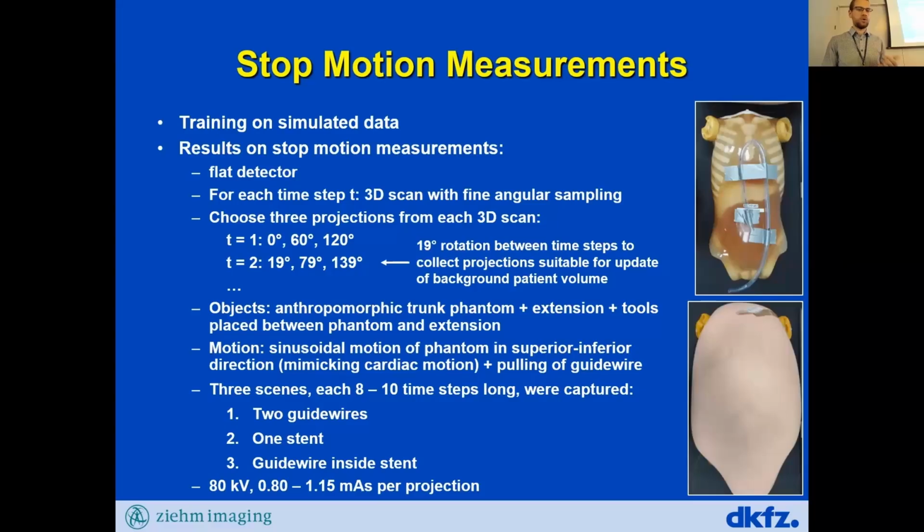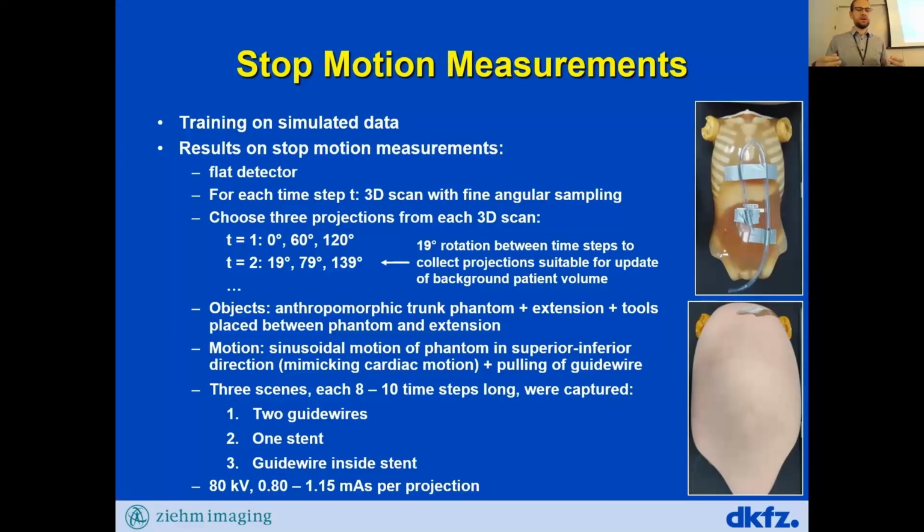So although the training of the pipeline was performed on simulated data, the results I'm going to show you are on measured data. These data were measured in a stop motion fashion using a flat detector. So that means for each time step, we performed a 3D scan with fine angular sampling. And then between the next 3D scan, we moved the tools, and then performed the next 3D scan.